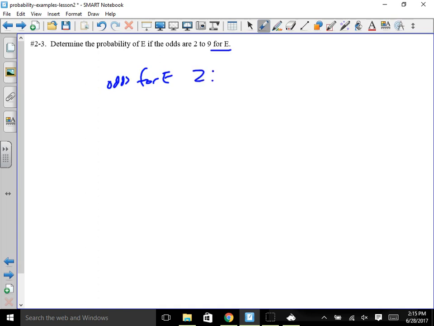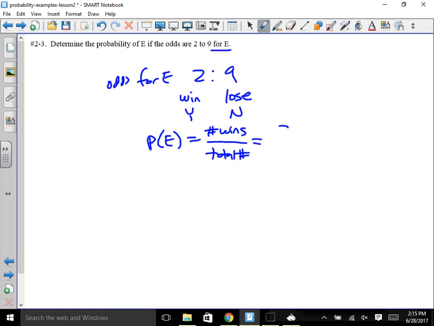are 2 to 9. That means the 2 represents the number of ways that we can win, or the number of successes or yeses, and the 9 is the number of losses, the number of ways we lose, or the number of no's, right? But a probability for E has to be the number of wins over the total number, right? So that would be there are 2 wins out of a total of 9 plus 2 possibilities. So that means it would be 2 over 11.